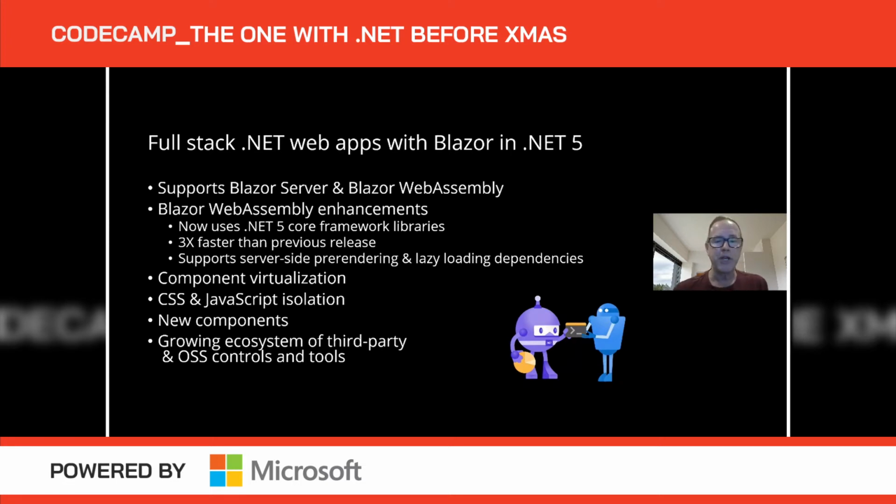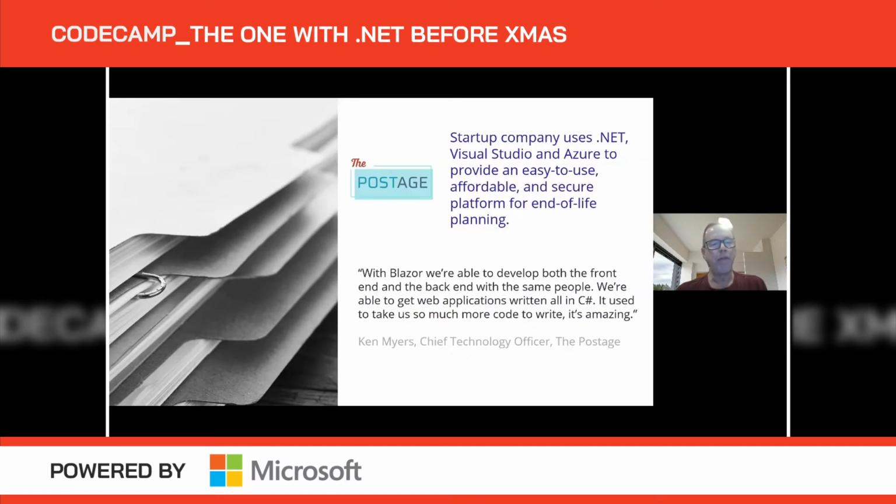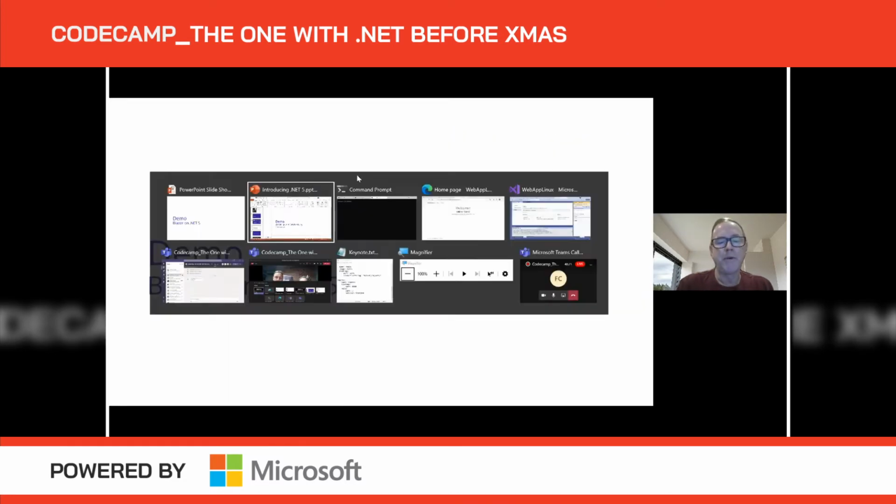We have component virtualization. This means components can contain the CSS and JavaScript, and component virtualization means you can put huge amounts of data on the screen without actually sending huge amounts of data to the screen. CSS and JavaScript isolation: now, if you have a component, the component can contain its own CSS and JavaScript, and we can make sure that we ship that with the component. And so with that, let me do a quick demo of Blazor.